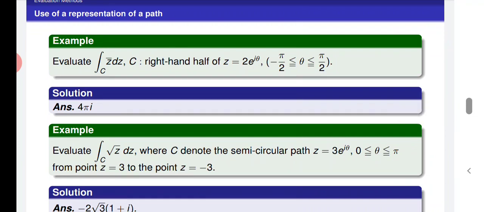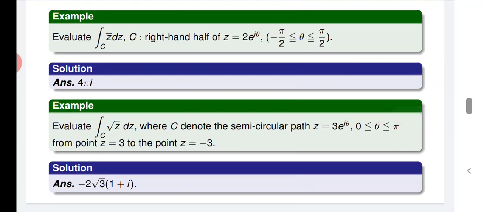Another example is to evaluate the integral over C of root z dz, where C denotes the semicircular path z equal to 3 times e raised to iota theta and theta lies from 0 to pi, from the point z equal to 3 to the point z equal to minus 3. Here we have root z, so we convert z raised to power half with the value of z and we differentiate to obtain the value of dz with limits of integration, and after solving we get the result very easily: minus 2 times root 3 with 1 plus iota.